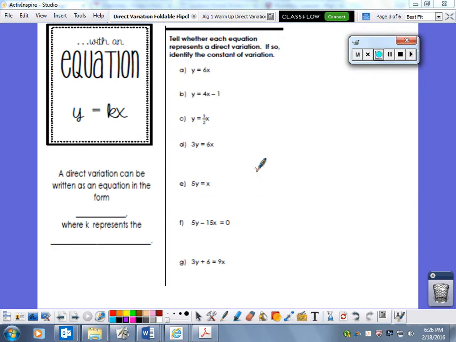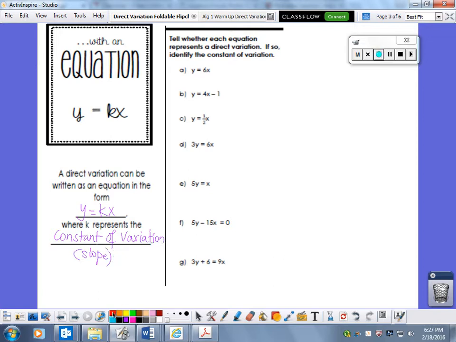Alright students, let's see, given an equation, how to determine if it is in direct variation or not. So, a direct variation can be written as an equation in the form y equals kx, where k represents the constant of variation. In other words, we can call this the slope.